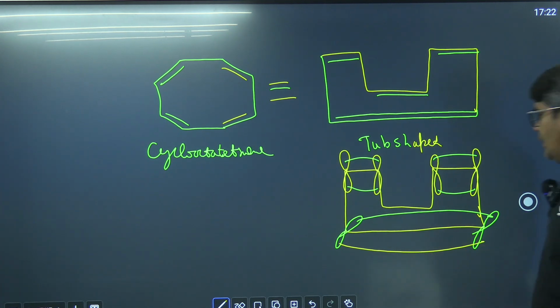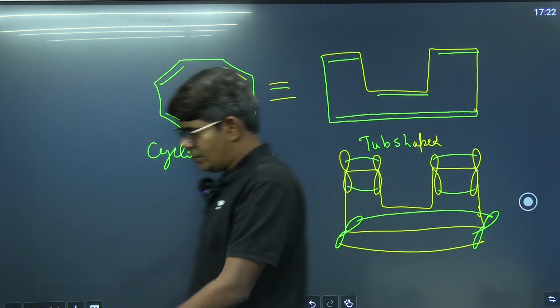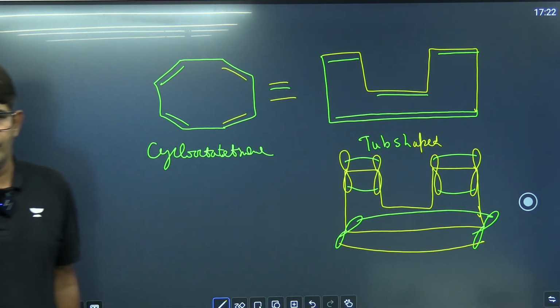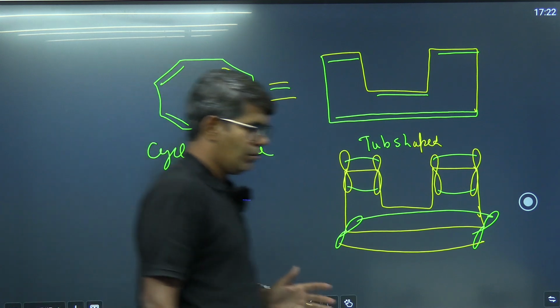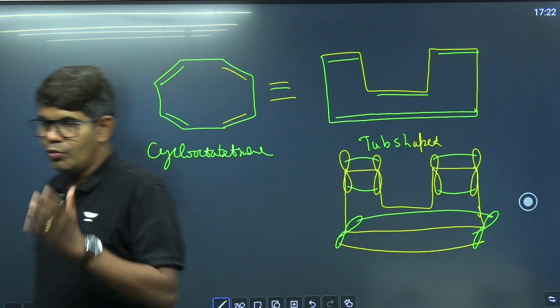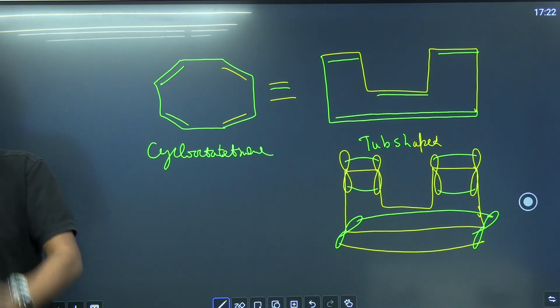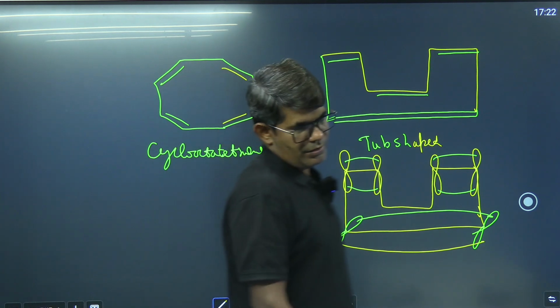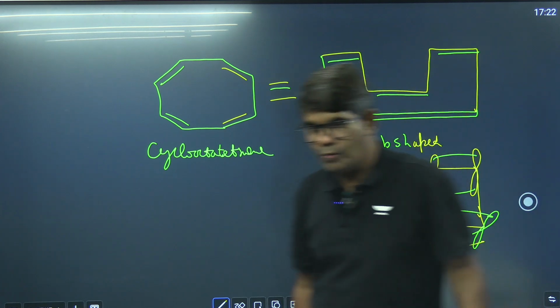Correct. Excellent. So, I hope students you have understood the concept of conjugation. I have explained how and why conjugation is important to establish whether a compound can be involved in resonance or not. So, thank you so much.